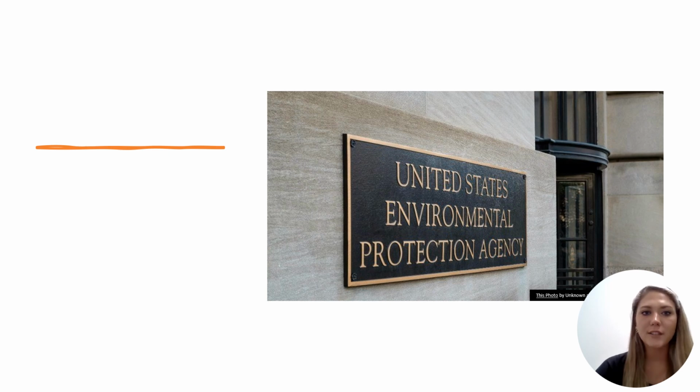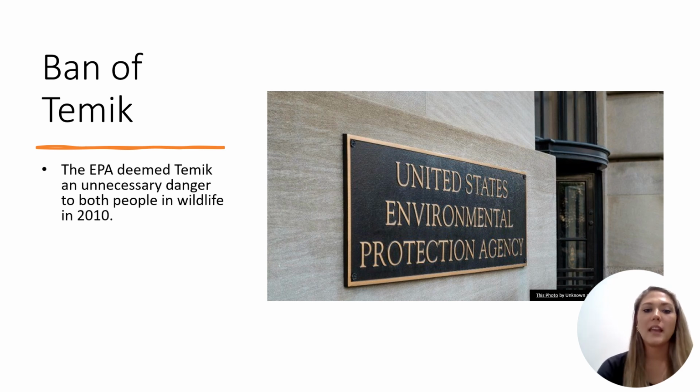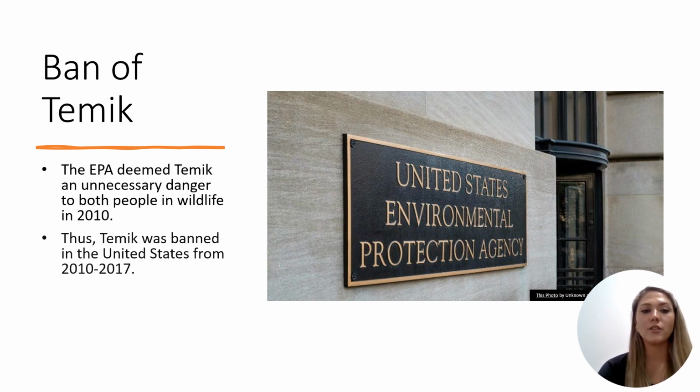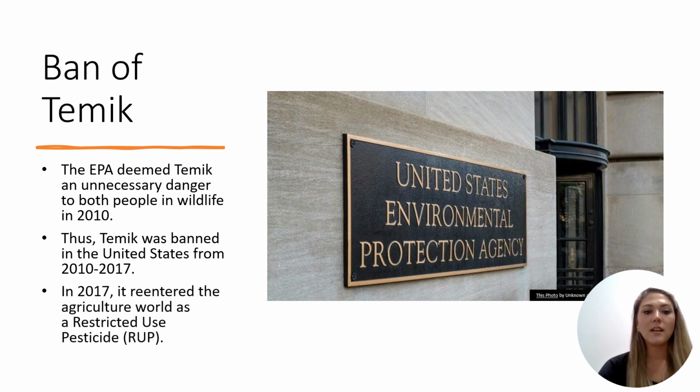Now that we have a better understanding of how Temik affects the environment and the animals within our environment, we can now talk about why Temik was banned. The EPA deemed Temik an unnecessary danger to both people and wildlife in the United States from 2010 to 2017. In 2017, it did re-enter the agricultural world, but this time, with a few changes to the way it was applied to crops, it re-entered as a restricted use pesticide, also known as an RUP.